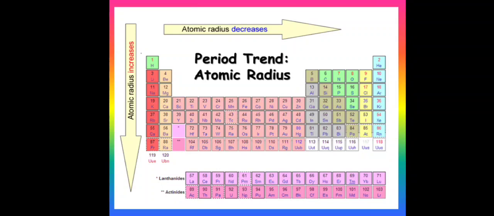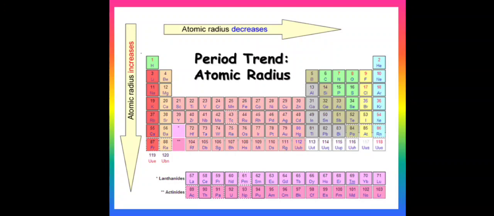As we go along a period, the atomic number of elements increases. That means the number of electrons increases, but the number of electron shells remains the same. That's why the attraction of the nucleus increases. So the size of the atom is contracted. That means the atomic radius decreases along the period.